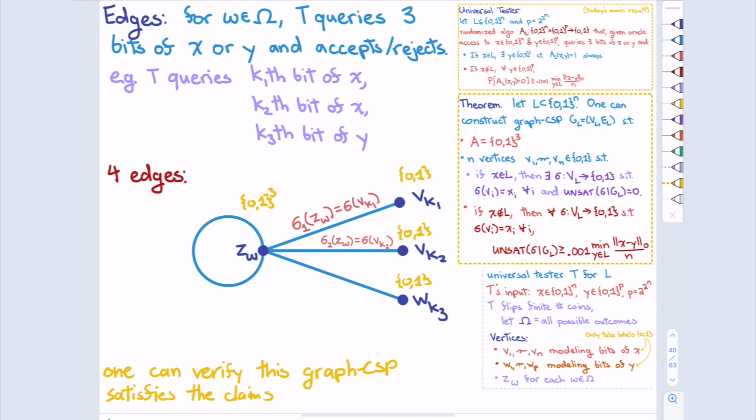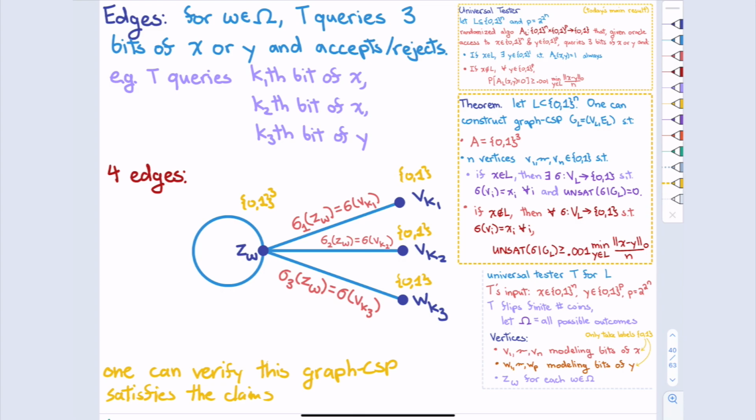For the third one, the third bit of z should correspond to the corresponding third query bit. So those are the 3 constraints. And if it passes all 3 constraints, that means that the 3 bits of z omega do match the 3 bits from x and y.